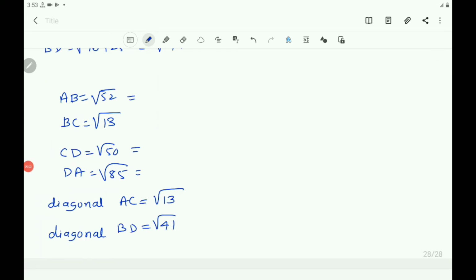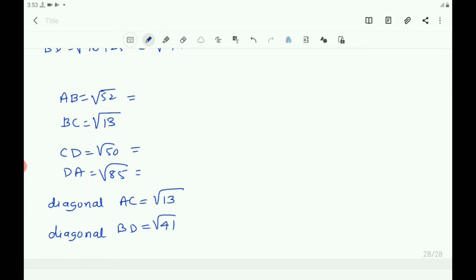Now you have the sides AB, BC, CD, DA and the diagonals AC, BD. Let us observe whether it is a quadrilateral or not, and if it is a quadrilateral, then what type of quadrilateral it is, that you have to identify. Now take AB is root 52, BC is root 13, CD is root 50, DA is root 85, diagonal AC is root 13 and diagonal BD is root 41.